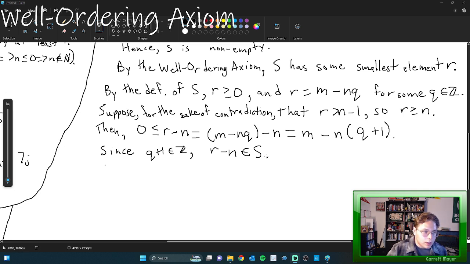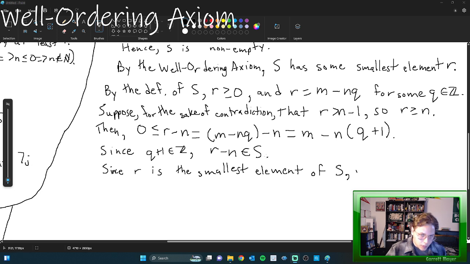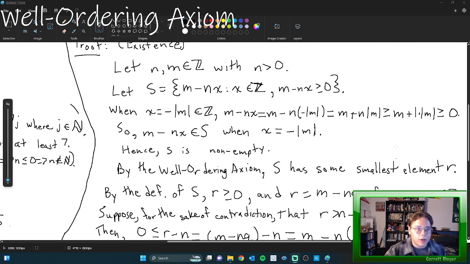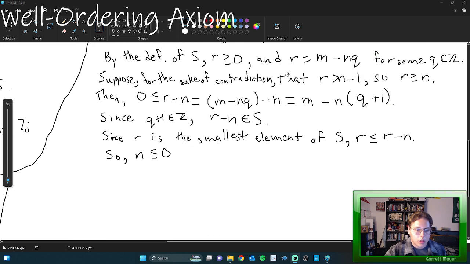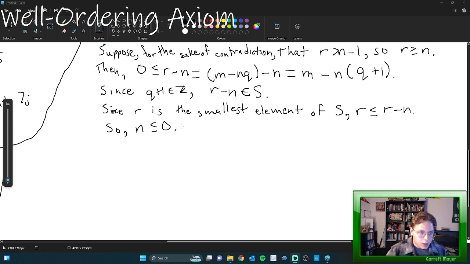So since r is the smallest element of S, r is less than or equal to r minus n. So n is less than or equal to 0. But from above, remember we defined that n is greater than 0. But n is greater than 0. So we have a contradiction.